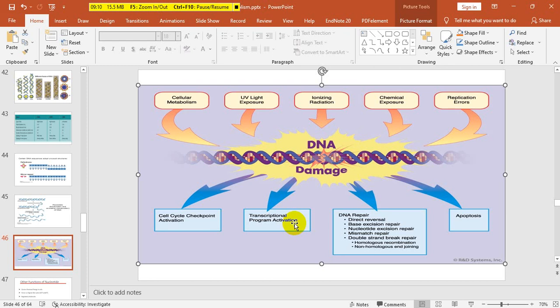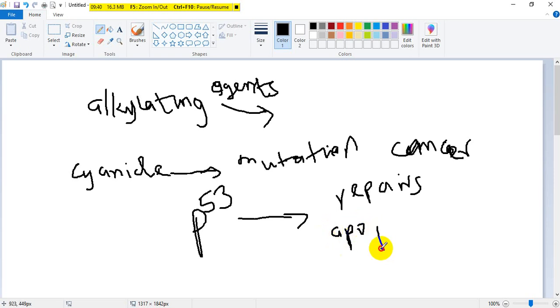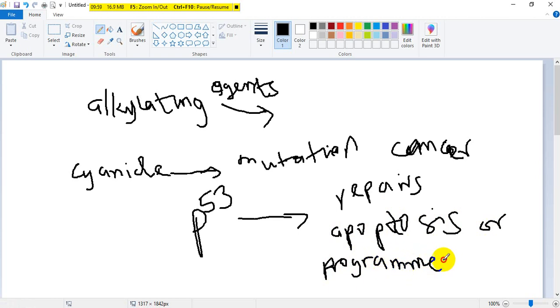Transcription program activation. We also have genes like P53, which is an apoptotic gene. P53 is the main gene that repairs DNA mutations in a cell. If it is not able to repair, it will let the cell undergo something we call apoptosis. Apoptosis is also called programmed cell death.